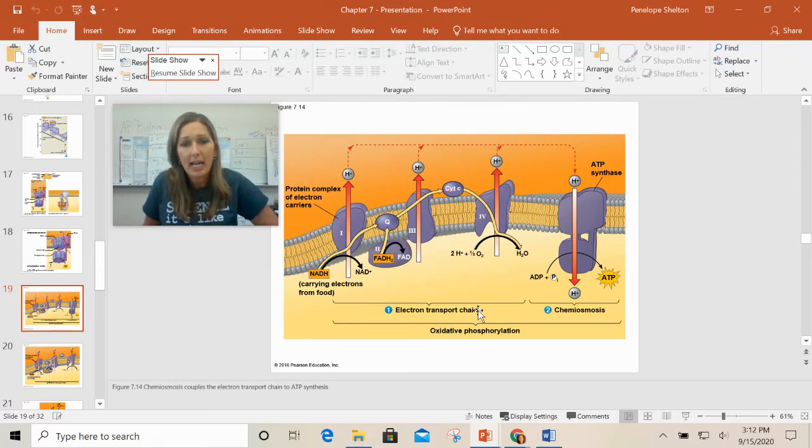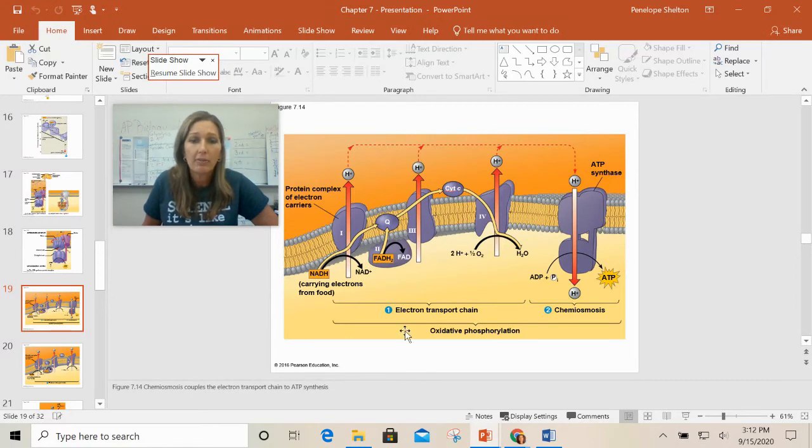So the second step of oxidative phosphorylation is chemiosmosis. When I say chemiosmosis, you should be thinking of osmosis, diffusion of water. But I'm not going to have diffusion of water. I'm going to have chemiosmosis, diffusion of chemicals. What chemiosmosis refers to is the diffusion of protons from higher concentration area to lower concentration area through the enzyme ATP synthase. So if I don't have the electron transport chain, I will not have chemiosmosis. Can't have chemiosmosis without the electron transport chain.